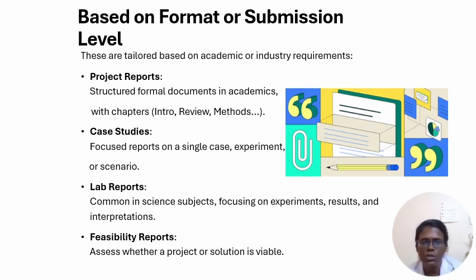This is how they differentiate. Then lab reports, common in science subjects, focusing on experiments, results, and interpretations. Then feasibility reports assess whether a project or solution is viable. So these all come under the format or submission level.